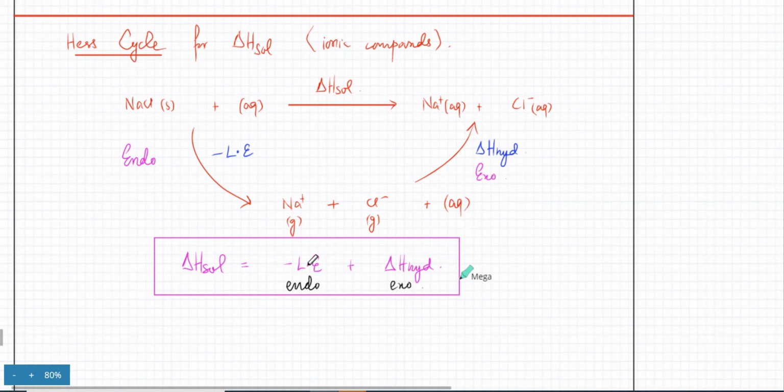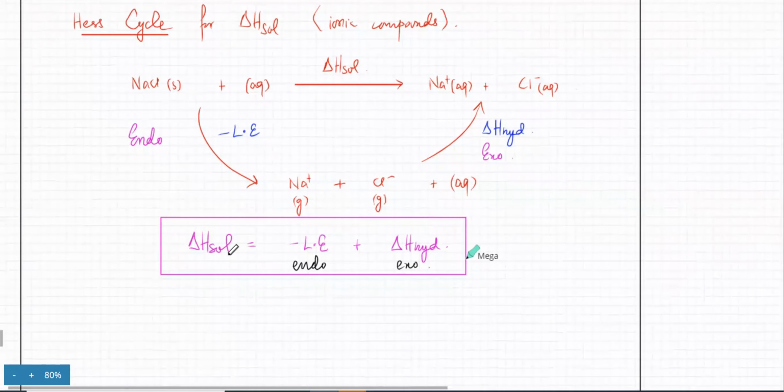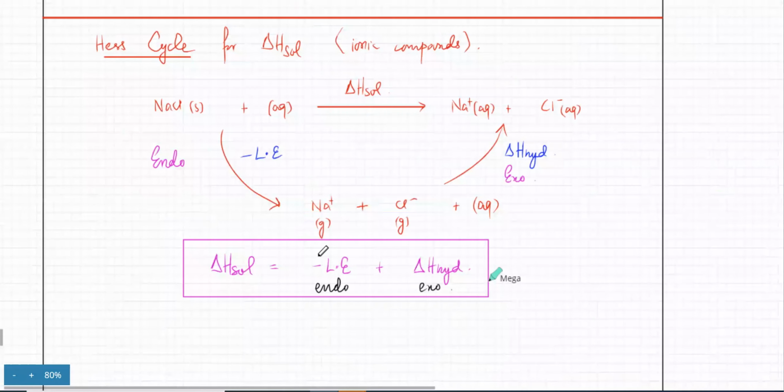So remember this: for ionic compounds, it's these two values that are going to determine whether it comes out to be negative or positive. If it requires a lot of energy to break the lattice, and it's a very strong lattice, then breaking the lattice is highly endothermic. And if it releases a very small amount of energy when it forms bonds with water molecules, that means the overall enthalpy of solution would turn out to be endothermic. So that's your cycle, and you're going to get questions on this.